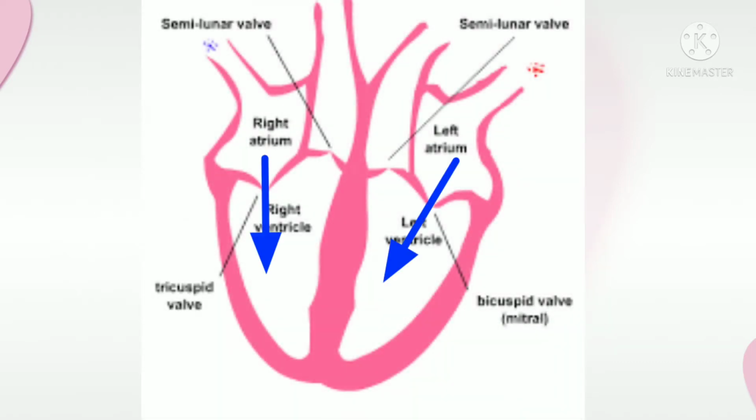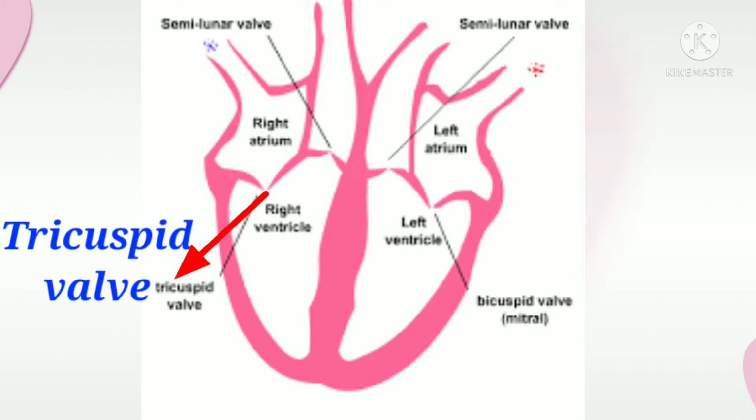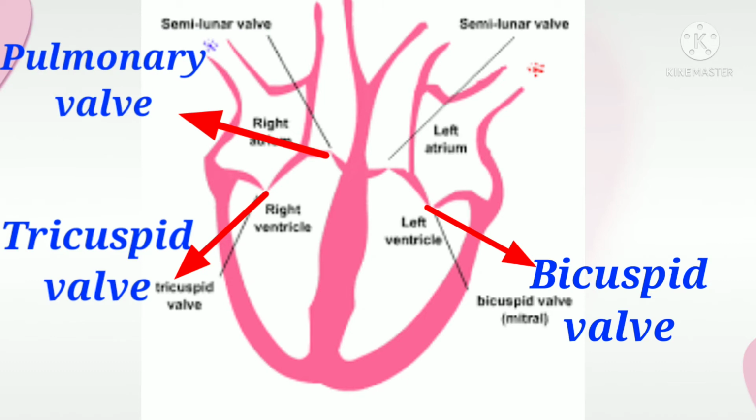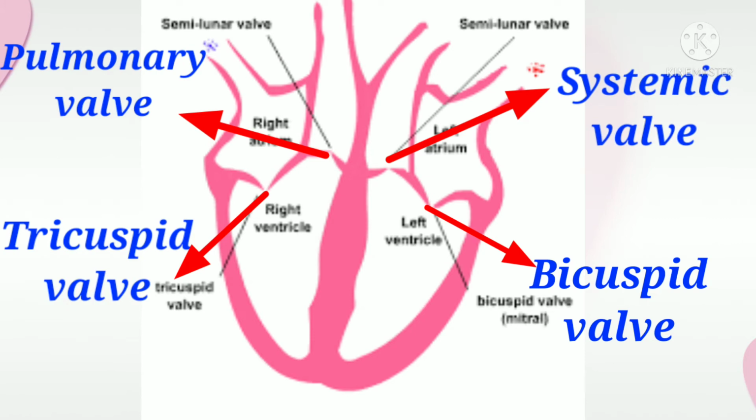Atria open into ventricles through valves. The valve between the right atrium and right ventricle is called the tricuspid valve. The valve between the left atrium and left ventricle is called the bicuspid valve or mitral valve. The valve present at the pulmonary aorta is called the pulmonary valve or semilunar valve. The valve present at the systemic aorta is called the systemic valve.